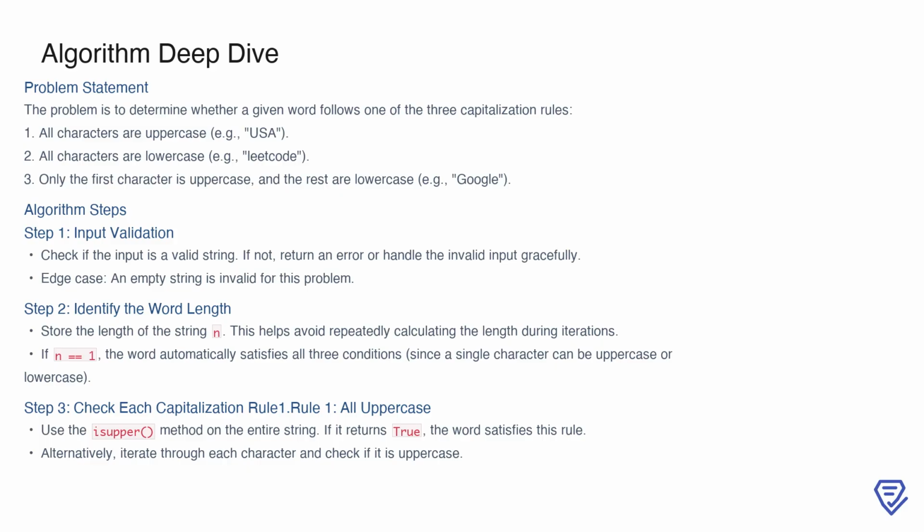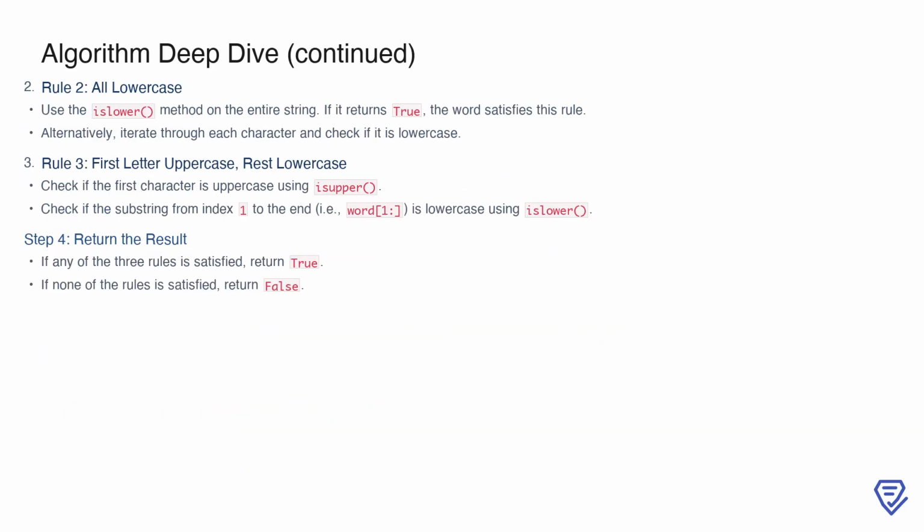For the first capitalization rule, we can use the isupper method on the entire string to check if all characters are uppercase. Alternatively, we can iterate through the string and verify that each character is uppercase, though the built-in method is more efficient. For the second capitalization rule, we check if all characters in the string are lowercase. This can be done using the islower method on the entire string, which will return true if the condition is met. Alternatively, we could iterate through the string to confirm that each character is lowercase, though, again, the built-in method is more efficient. The third rule requires a bit more nuance.